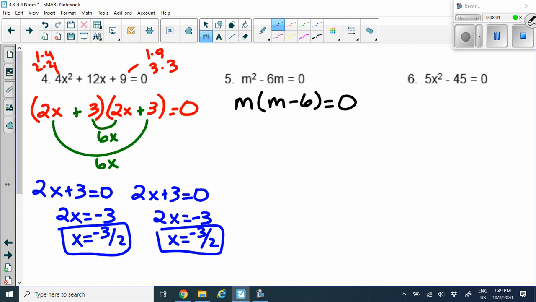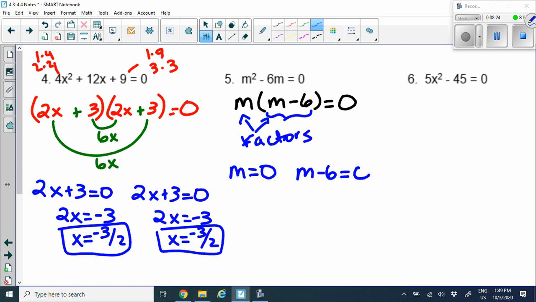Now, can I factor anymore? No, because notice none of these have a squared anymore. So now we set our factors equal to 0. So both the m and the m minus 6, these are the factors. Okay? So I'm going to have m equals 0 and m minus 6 equals 0. So our first answer is already m equals 0. Because though you don't see a plus or minus, that is still a variable, so you have to set it equal to 0. Now on the next one, I'm going to move the 6 over, and I'm going to get m equals 6. That's my second solution, okay?